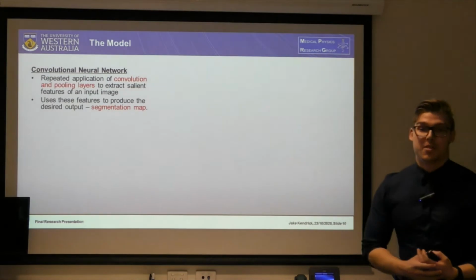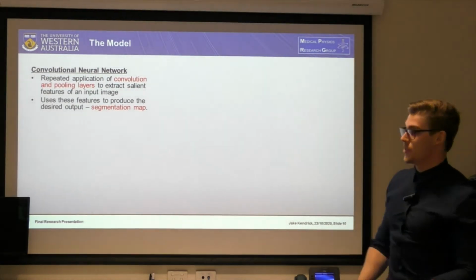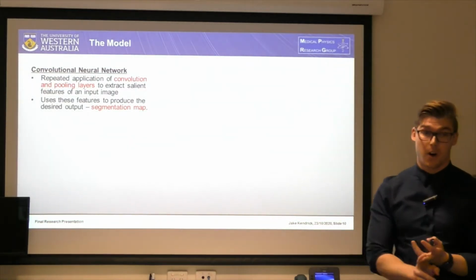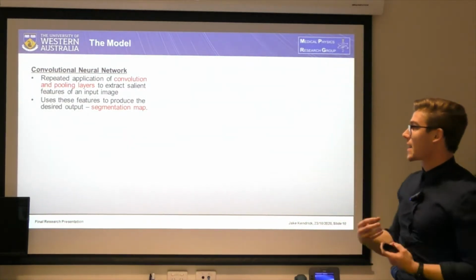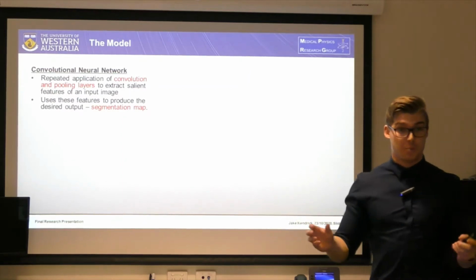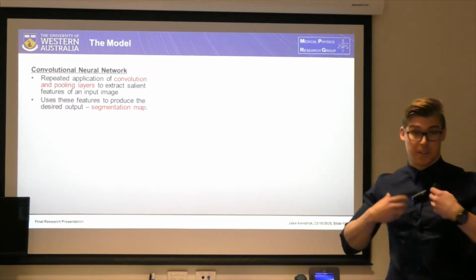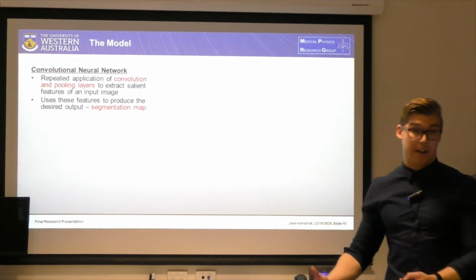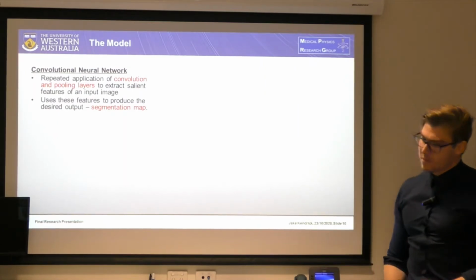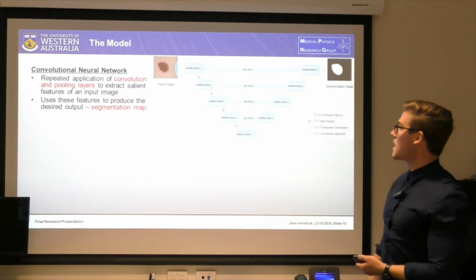So just before I jump into the model that was used during this research, a convolutional neural network just involves the repeated application of convolutional and pooling operations in order to extract the salient features of an input image and then to use those features to produce the desired output. Now, it might be a binary segmentation map, which is obviously the goal in this research, but it doesn't have to be that. It can be a regression task like Bryony spoke about previously, so it doesn't have to output just ones and zeros. But in this case, that's what we want.